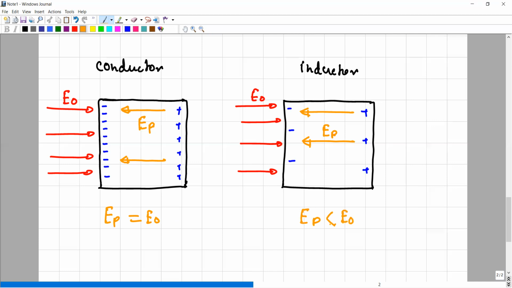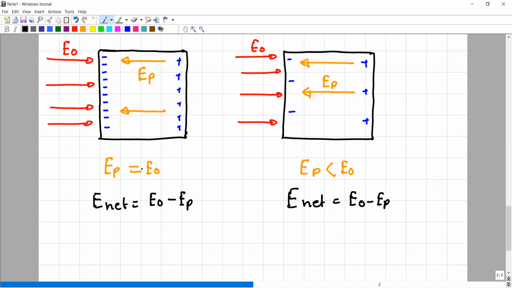EP is very less than E naught, and that is also very evident why it is very less, because of the very less polarization of charge. So the net electric field inside the conductor will become E naught minus EP. Why E naught minus EP? Very well, you can see that the E naught and EP are in opposite direction. So the net electric field will be E naught minus EP. And again, in the insulator also, the net electric field will be E naught minus EP.